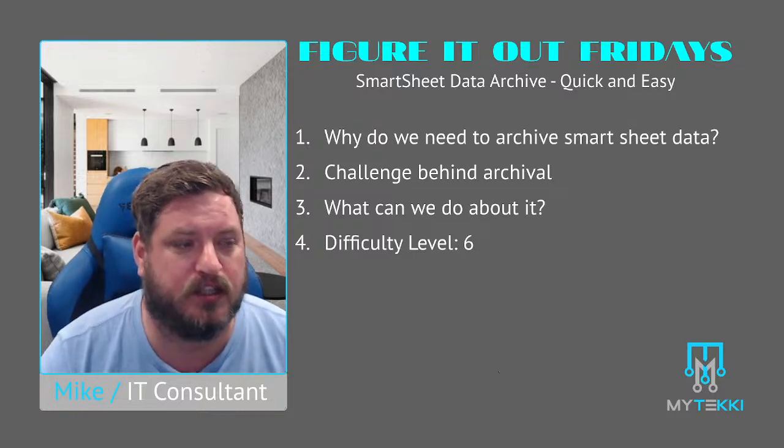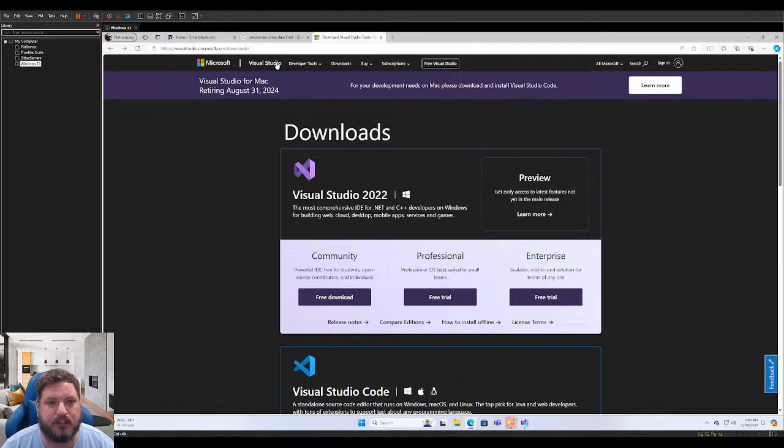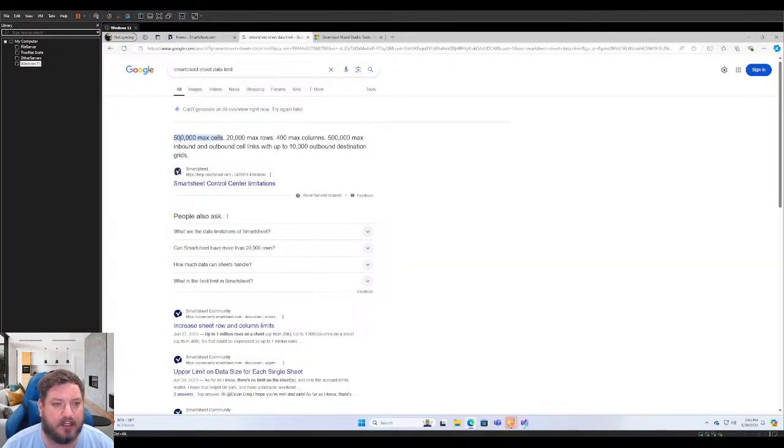If we flip back over to the screen here, we are going to see that the limit in SmartSheet data is actually 20,000 max rows. Now that 20,000 max rows is quite a bit of data, but the department was just hitting that limit.